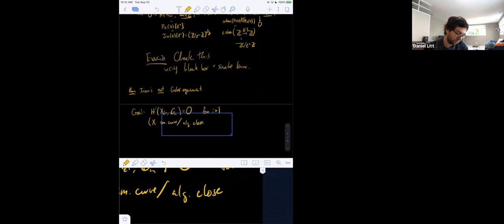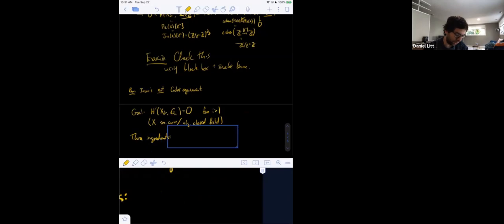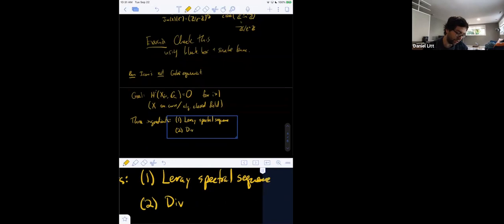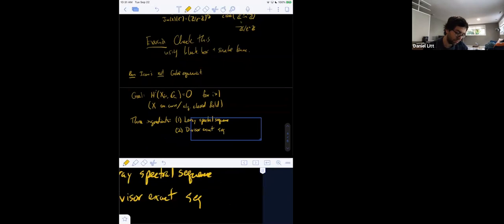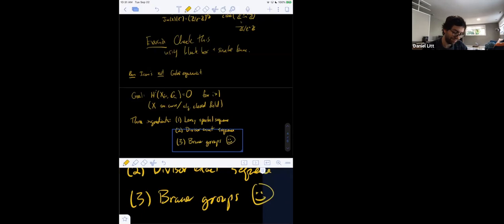Okay, and the proof will have three ingredients, from most formal to least formal. First of all, we'll need to understand the Leray spectral sequence, which will also be useful throughout the course, so this is a good opportunity to introduce it. Two, we'll need to understand the so-called divisor exact sequence, which I think will be familiar from the complex analytic world. And three, we'll need to understand Brauer groups. This is really one of my favorite topics, and I can't wait.